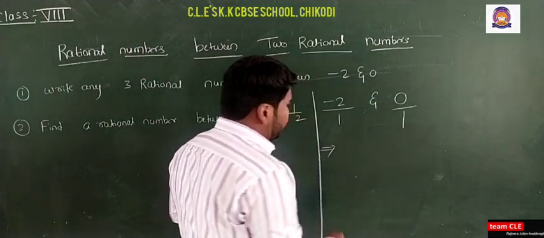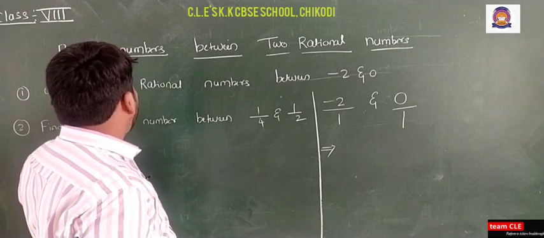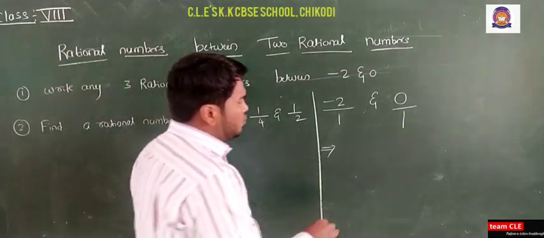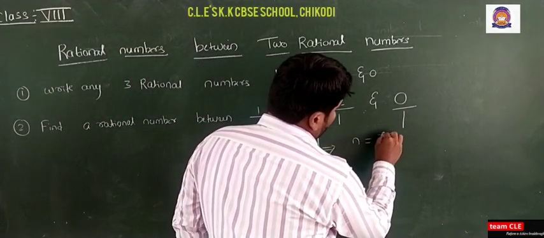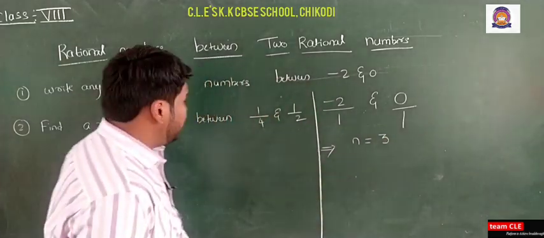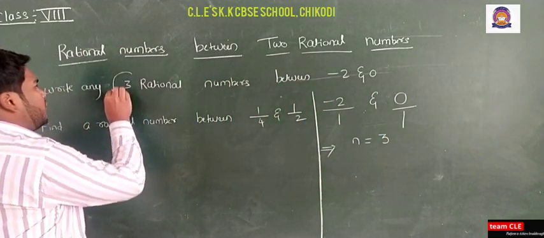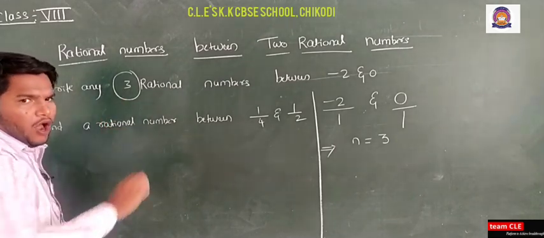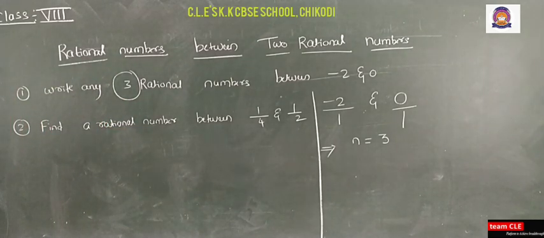But what does our question say? Our question says write any 3 rational numbers. So I choose n equal to 3. Observe the question: write any 3 rational numbers. Here you have to choose any 3 rational numbers.